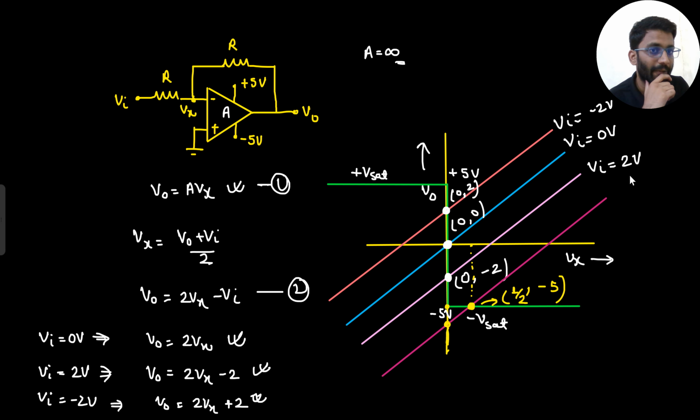Are you getting this point or not? So it is cutting at this point. So this is the point. This is the operating point. That's why when Vin is, what was Vin here? When Vin is 6 volt, your virtual short is not valid. The same thing will be happening for Vin equals to minus 6 volt.